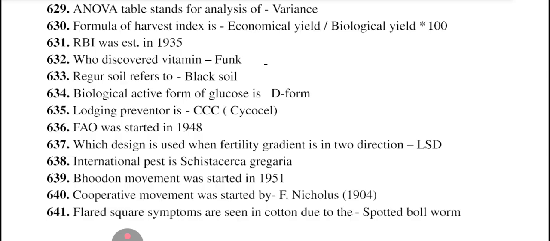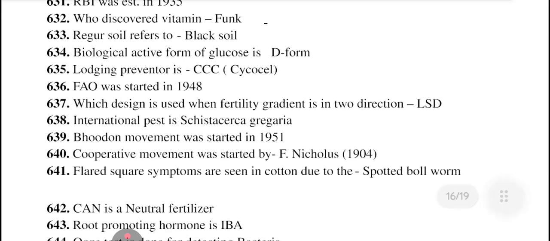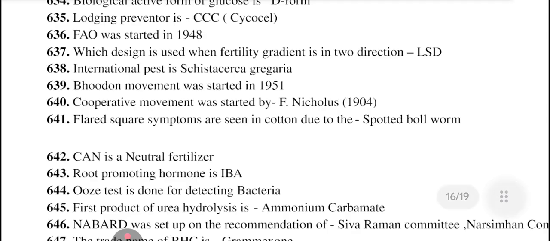Regur soil refers to black soil. Biological active form of glucose is GFARM. Lodging preventer is CCC or Cycocel. FAO started in 1948. Design used when fertility gradient is in two directions is Latin square design. International pest is Schistocerca gregaria. Now tell me on which crop this is particularly acting.